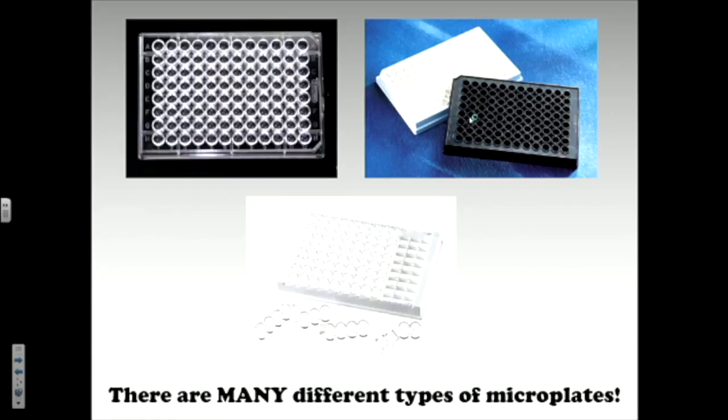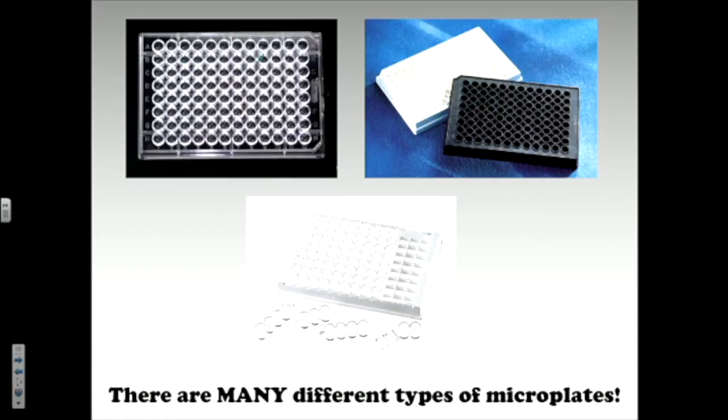They also make opaque plates, so white and black. These white plates are usually used for luminescence assays, so assays that are generating light. Black plates are usually for fluorescence assays, which require a special plate reader, and that's kind of its own topic. Fluorescence is very interesting, lots of things you can do with that. But opaque plates are usually used for something that's either generating light or you're using fluorescence.